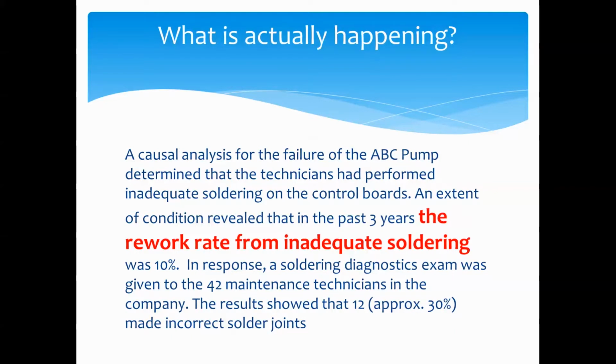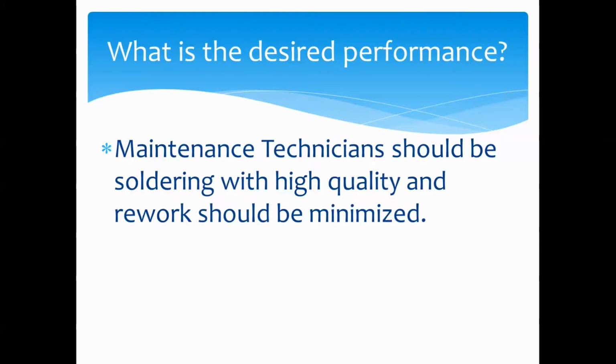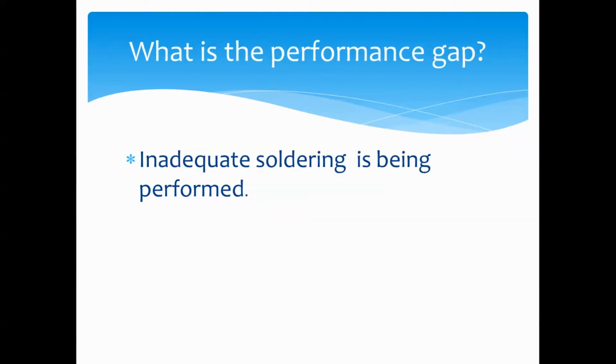What is actually happening? In this case, inadequate soldering is causing a 10% rework rate. The next question is, what is the desired performance? In this case, the maintenance technicians should be soldering with high quality. They should be soldering to a high standard, but the actual performance is that they are not. So the gap is that inadequate soldering is being performed. So that's what you will put in that section.